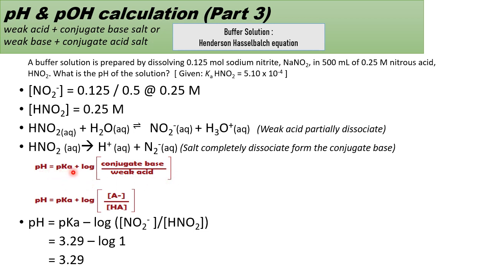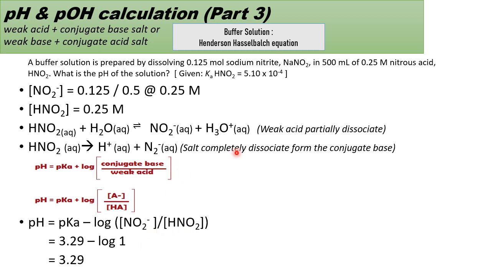pH equals pKa plus log of conjugate base over weak acid. If it involves a basic buffer solution, pOH equals pKb plus log of conjugate acid over weak base. Then substitute, and you must mention the concentration of the conjugate base and the concentration of the weak acid. This one refers to the conjugate base, NO2 negative, and this one is the weak acid. And then do as usual.